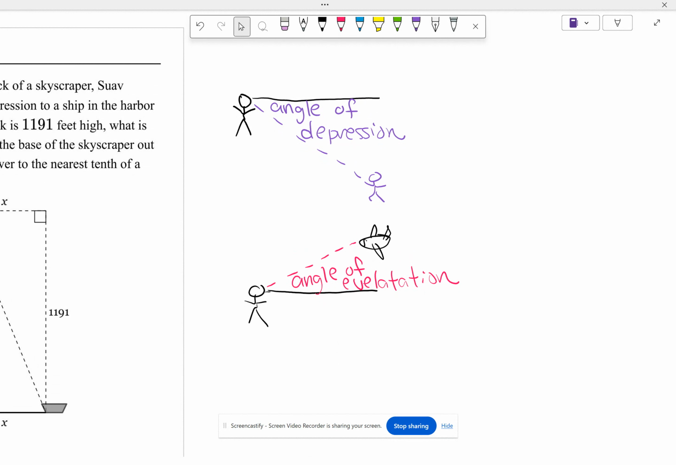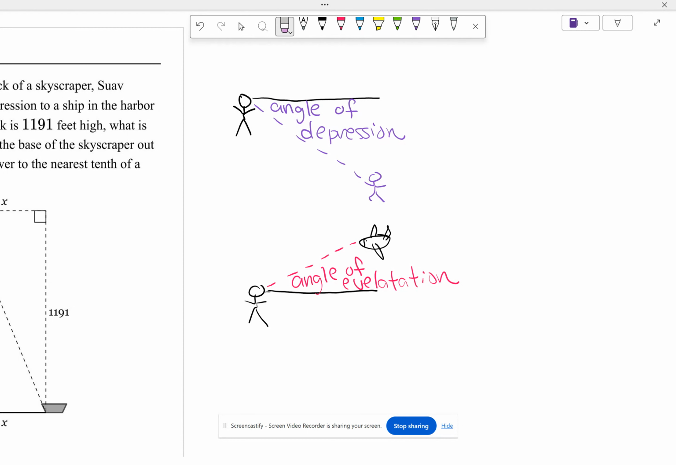Angle of depression is if I'm up top and looking down. So if I'm on the roof looking down to wave at my friend on the ground, or on the fourth story balcony of a hotel looking down at the pool, when you're on top looking down, that creates an angle of depression between your regular eyesight and wherever you're looking. So we're going to need that.